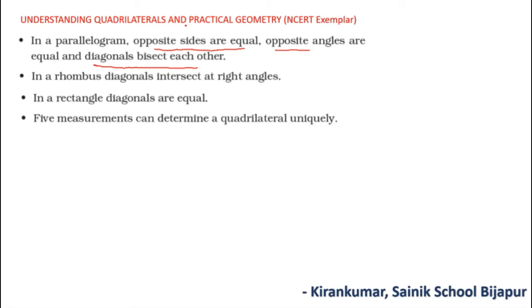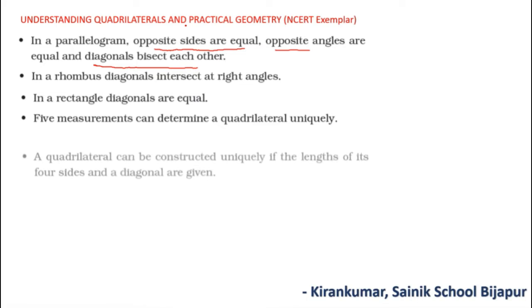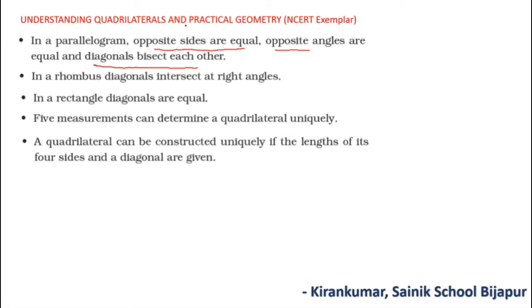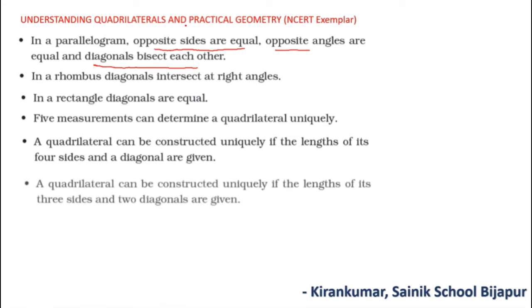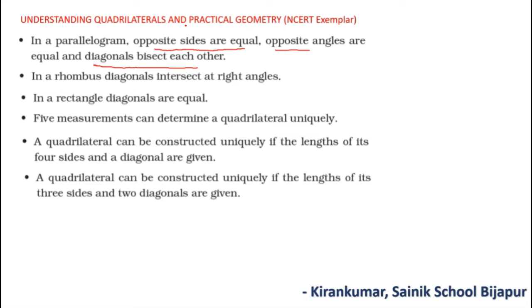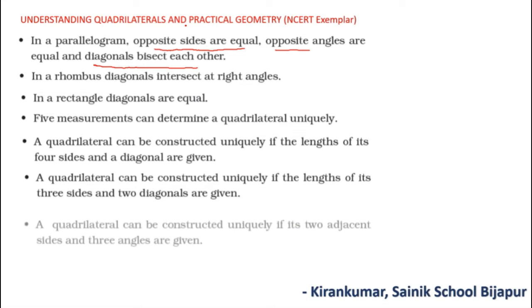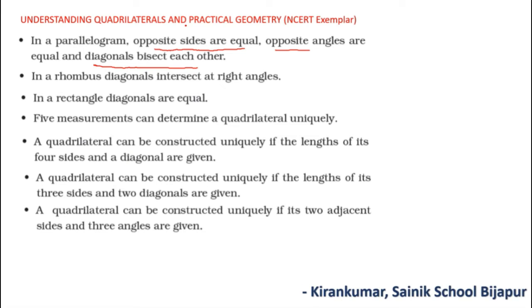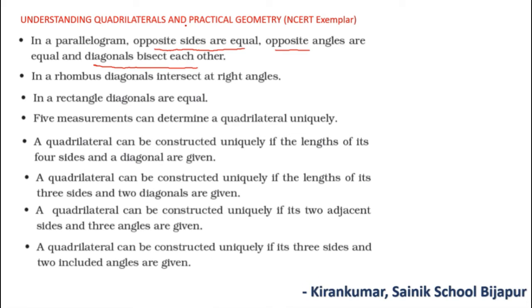Five measurements can determine a quadrilateral uniquely. A quadrilateral can be constructed uniquely if the lengths of its 4 sides and a diagonal are given. It can be constructed if the lengths of 3 sides and 2 diagonals are known. It can be constructed if 2 adjacent sides and 3 angles are known. It can be constructed if 3 sides and 2 included angles are known. With these properties, we shall take up the exercise and solve a few of the questions.